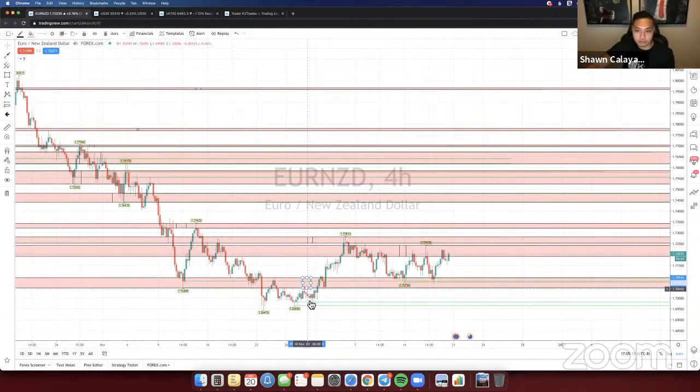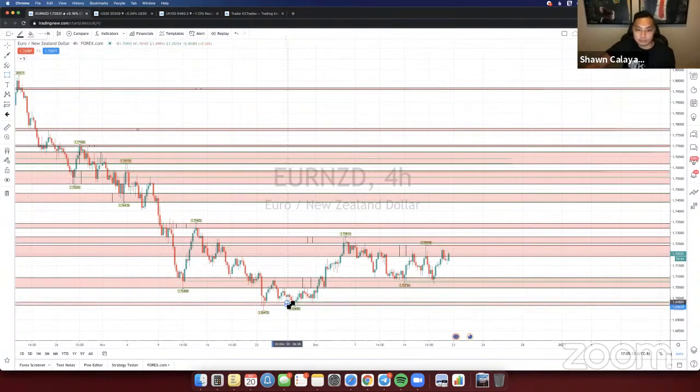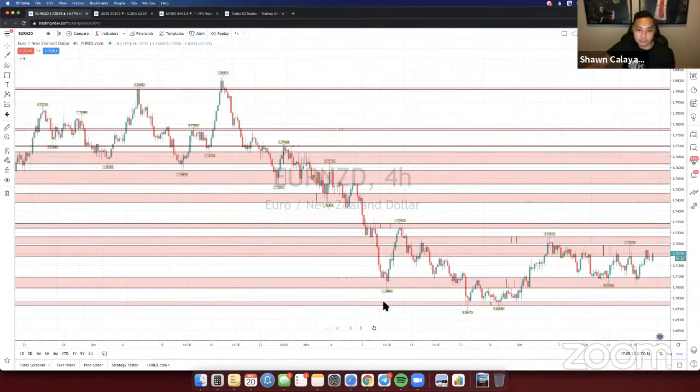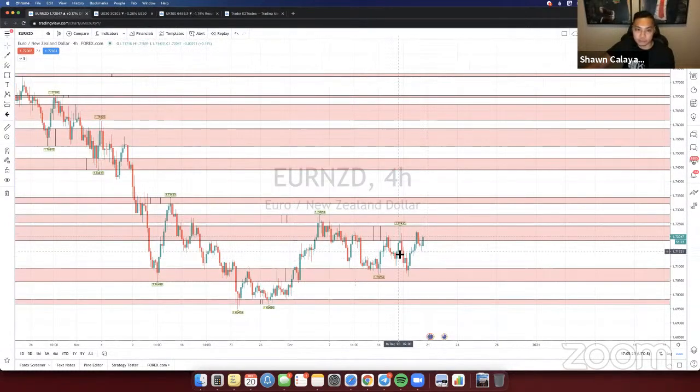Draw this down right there. And this right here as well. All right, cool. So we got all the zones drawn up right there. I'm gonna go ahead and hide the indicator. As you can see, price is currently within these two zones right now.